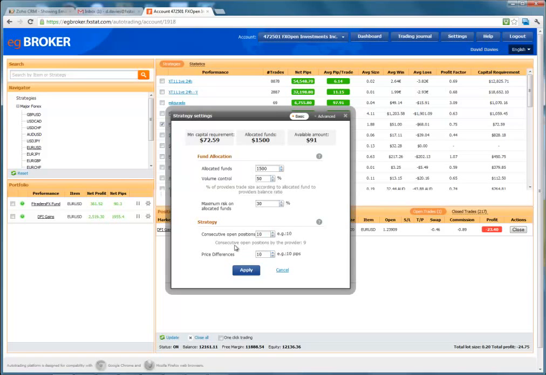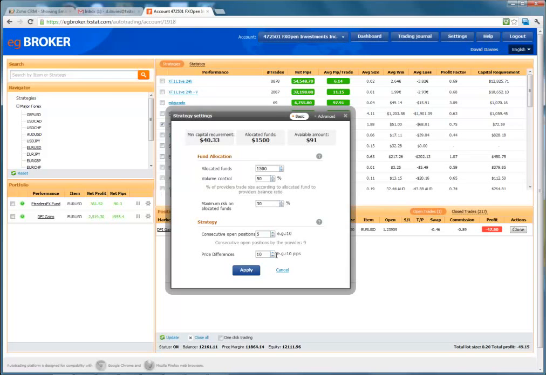This feature here lets you know the maximum consecutive open positions opened by the provider, which in this case is 9 for this signal provider. So if we were to set our option to 5 consecutive open positions, what this means is that if this signal provider was to open 9 or even 10 consecutive open positions, only the first 5 of those will be copied into our portfolio. And finally, the price differences feature.